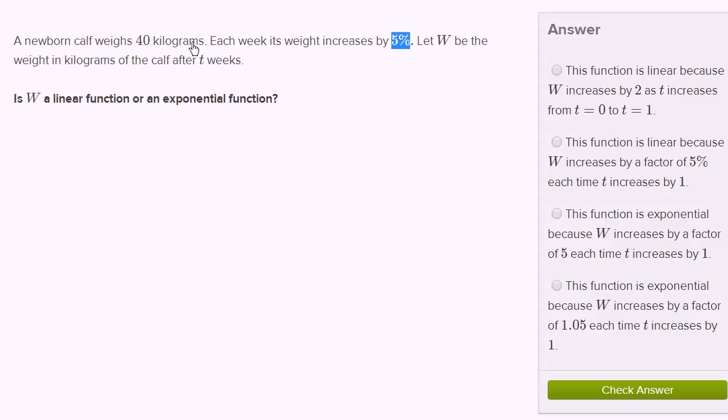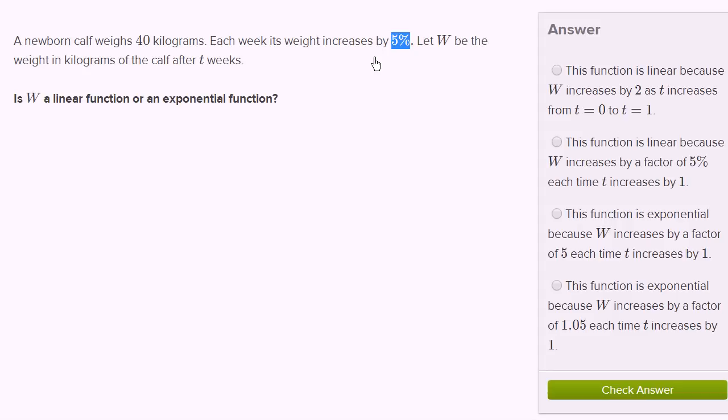After another week, it'll be 1.05 times that. It'll be 5% more. After the next week, it'll be 1.05 times that. So if we really think about this function, it's going to be 40 kilograms times 1.05 to the t power. We're compounding by 5% every time. We're increasing by a factor of 1.05, another way of thinking, by a factor of 105%, every week. So because we have that growth by a factor, not just by a constant number, that tells us that this is going to be an exponential function.